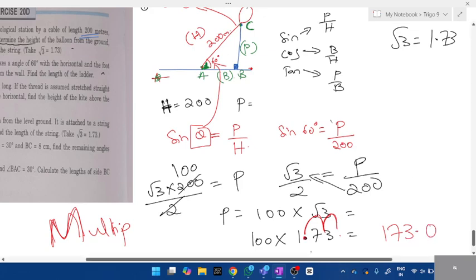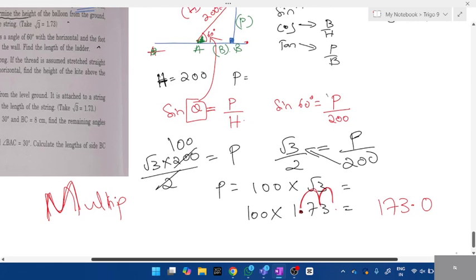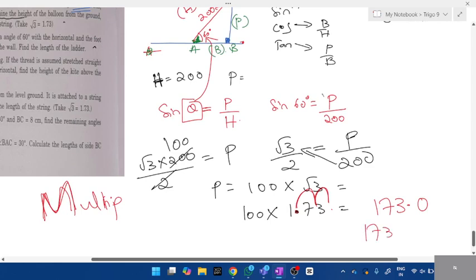And what is the unit given here? What is the unit given for the hypotenuse? Meter or centimeter? Meters. 173 meters. So the answer is 173 meters. This is how we have to solve. Practical question.